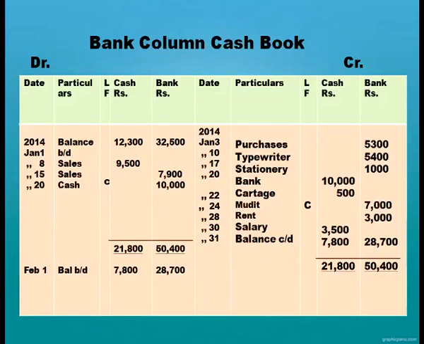Difference will be written as balance carried down. The difference amount came to 7,800. So, it will be written on the last date of that particular month, January 31st, balance carried down.